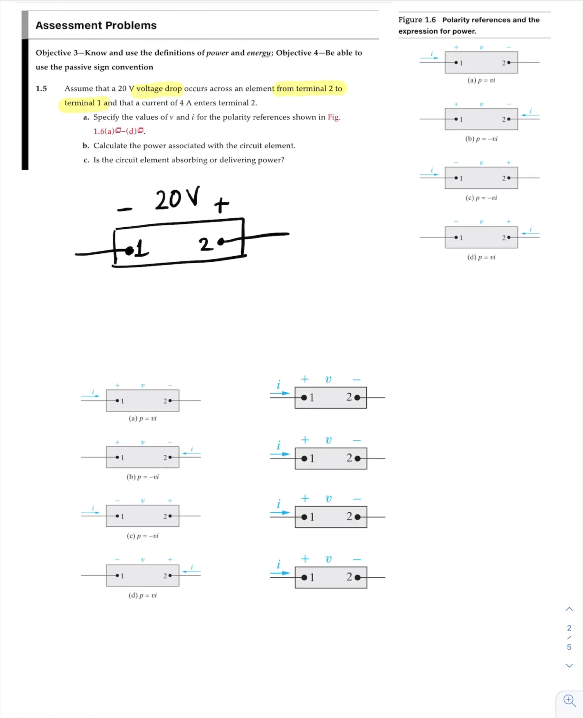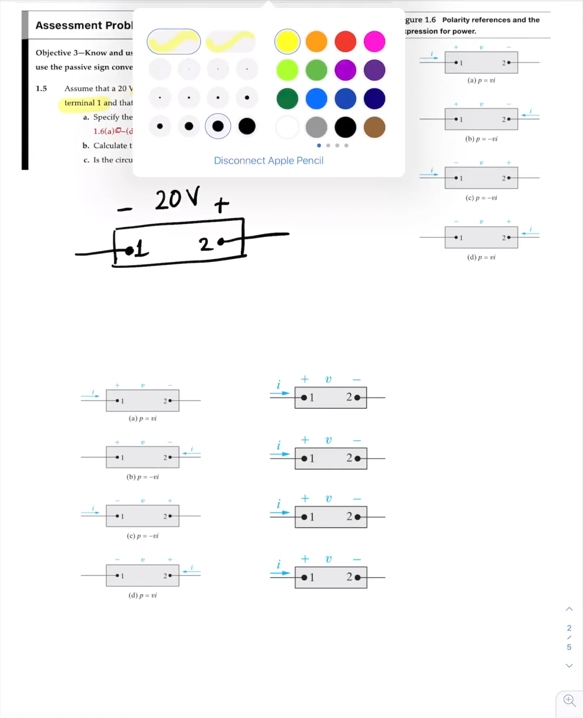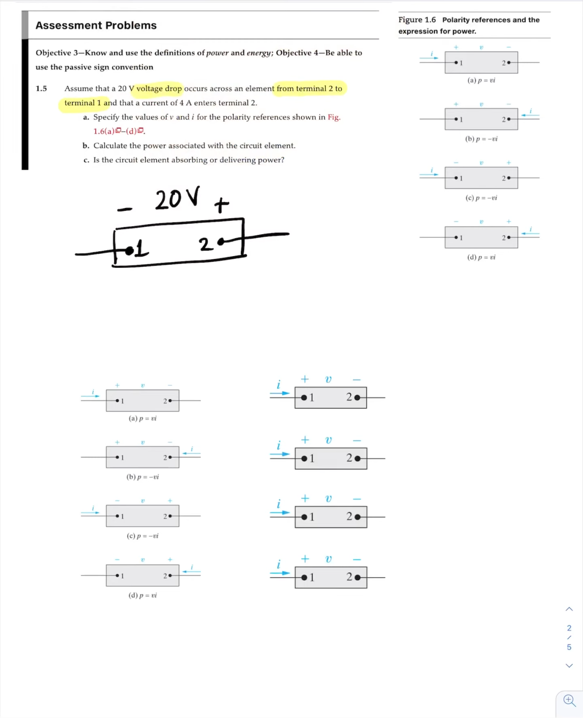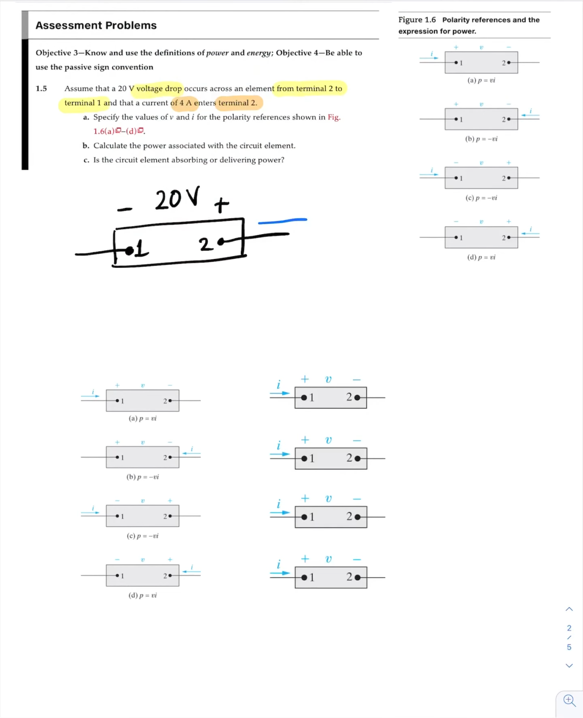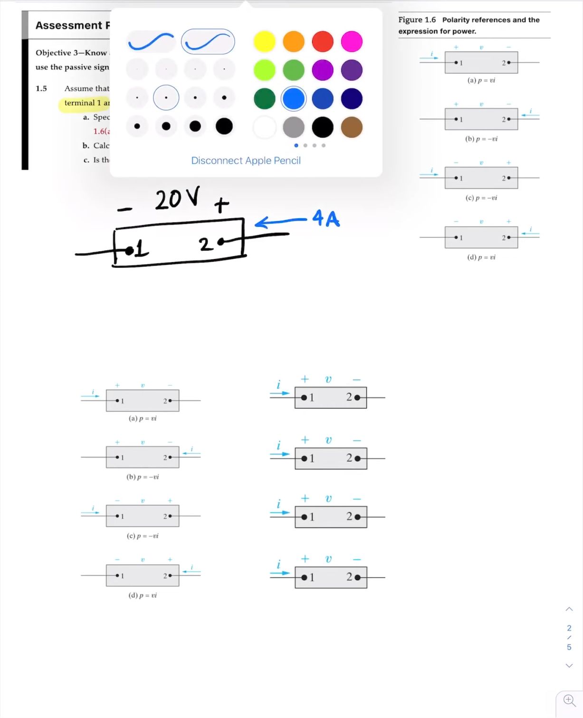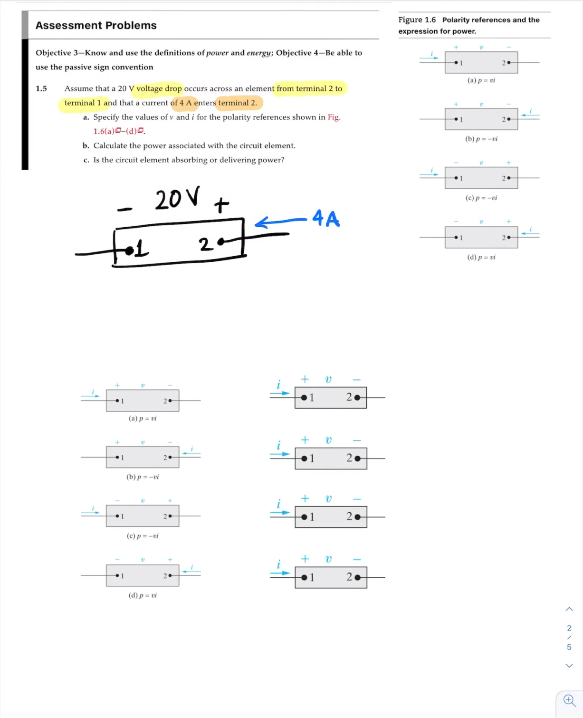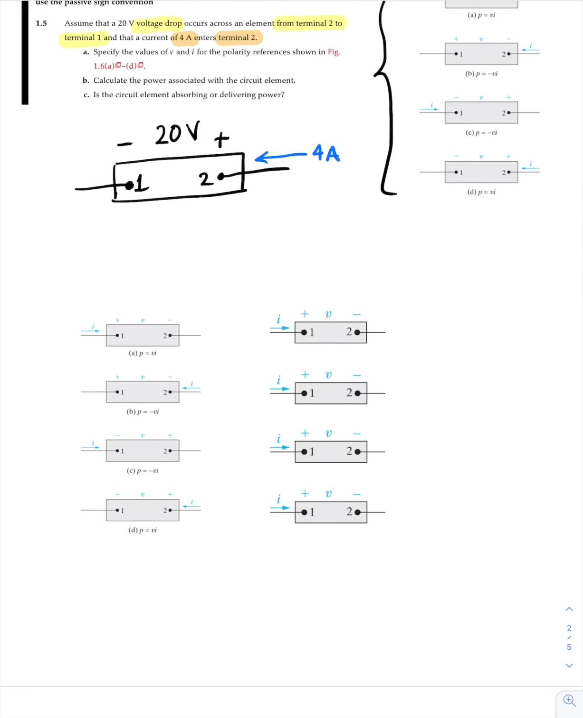And the current is 4 amps, and it enters at terminal 2. So our current would look like this, and it is 4 amps entering at terminal 2. Specify the values of V and I for the polarity references shown in this figure. Okay, I have moved this figure down, so let's take a look.